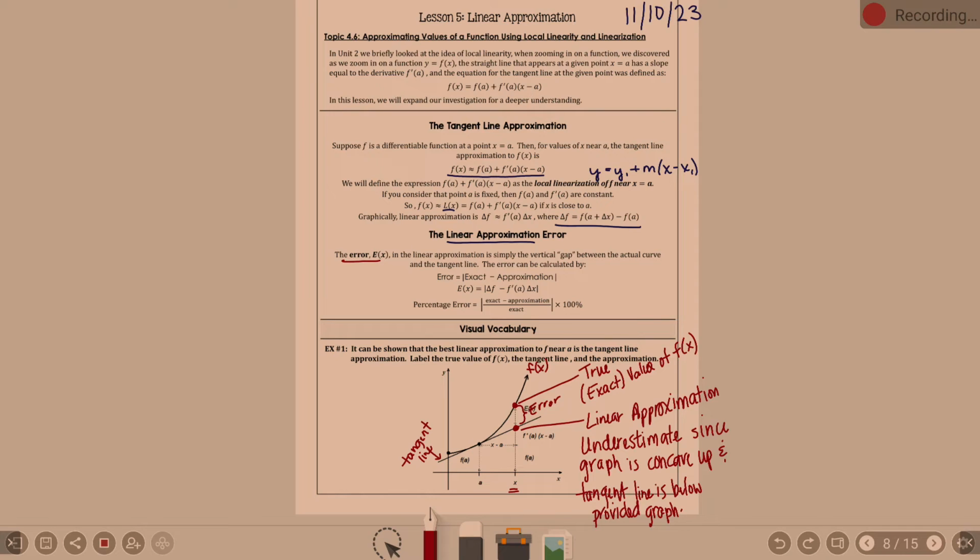Okay. So you guys mentioned underestimate. It's an underestimate because the graph is concave up, so it's curved upwards. The tangent line is below that provided graph. You all appeared to understand underestimate, so I didn't feel I needed to go that much into it, but I just realized I was going to zoom in on that part. That's why I was struggling so much to fit everything in. It's okay. Oh well. It's fine.